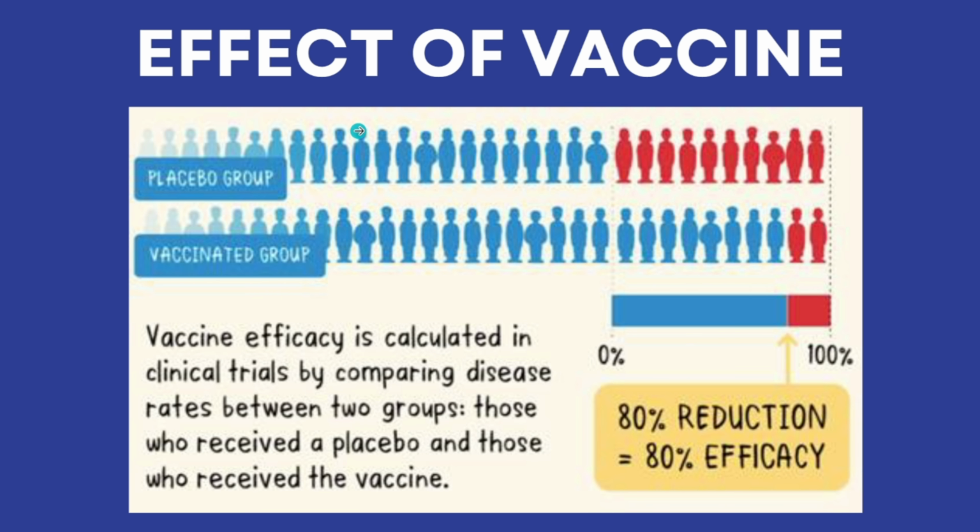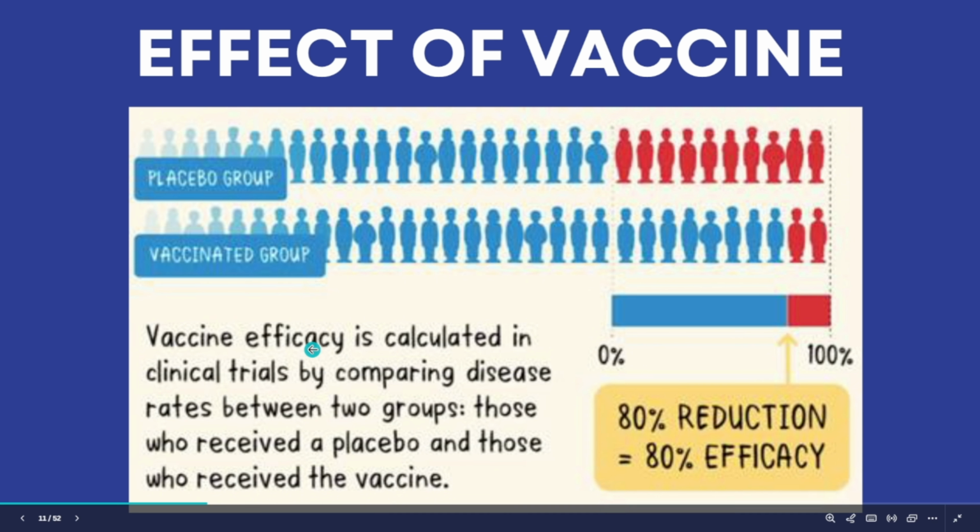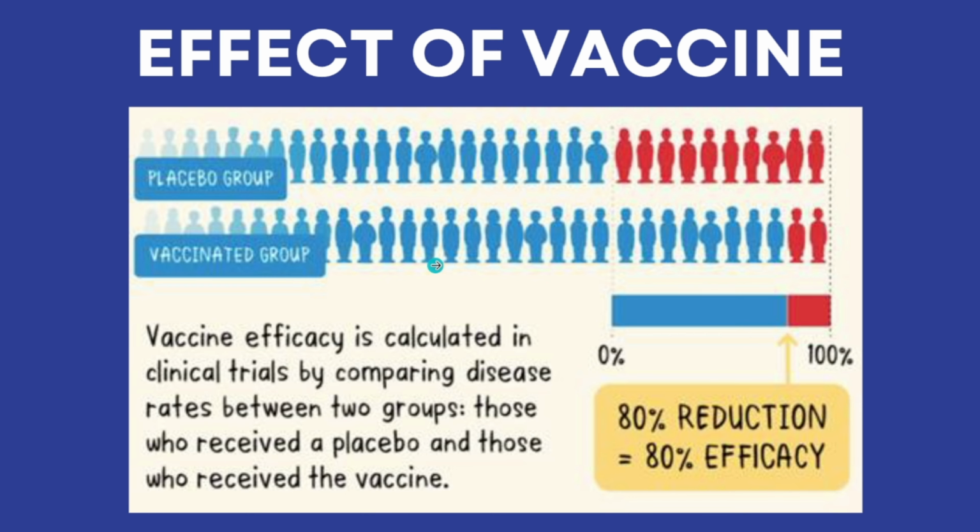Normally there are two factors that contribute to the ability of a vaccine to control or eliminate a disease. The first one is efficacy, and the second one is effectiveness of the vaccine, and then vaccination coverage. You can see here, this is a normal group, and this is the vaccinated group. Vaccine efficacy is calculated in a clinical trial by comparing disease rate between two groups, those who receive a placebo and those who receive the vaccine.